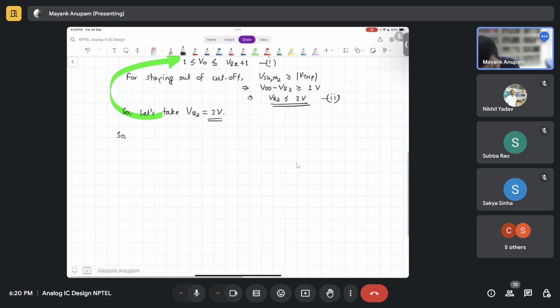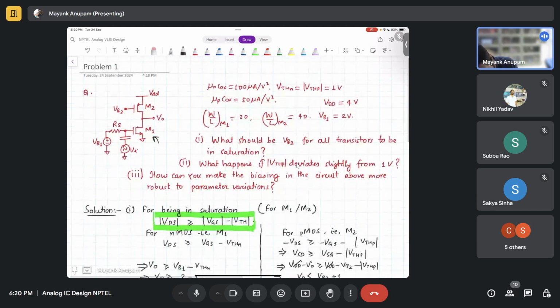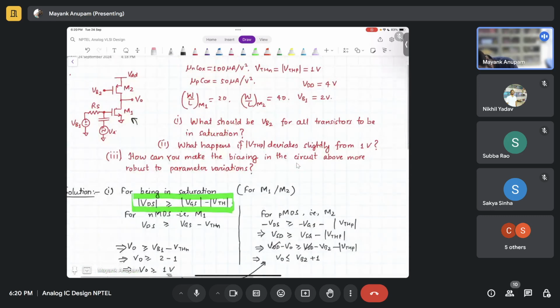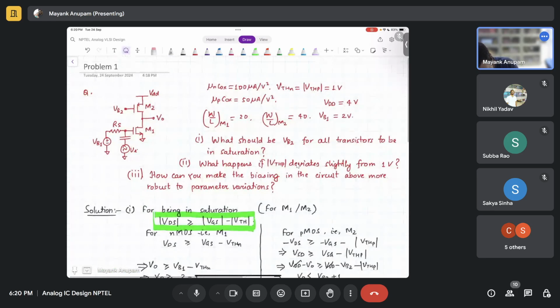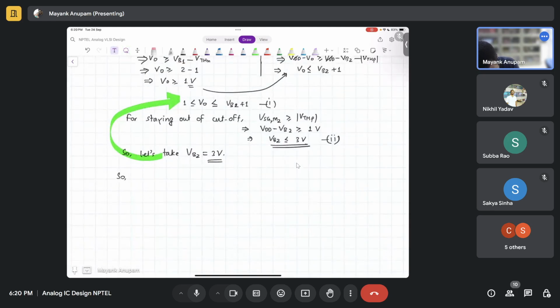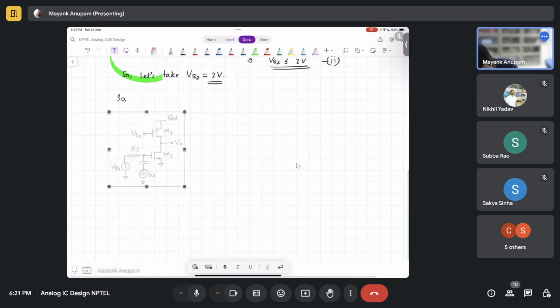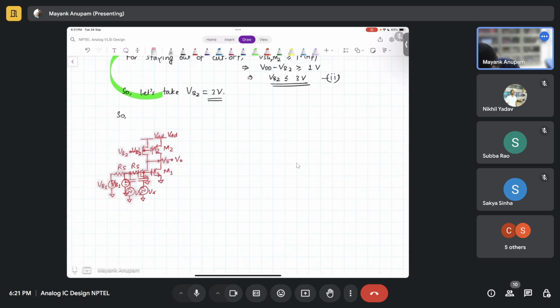Okay. So what is the current now for M1? So tell me if you find out the current for M1. So let's call this current as I1. Let's call this current as I2. Okay. So what is I1?